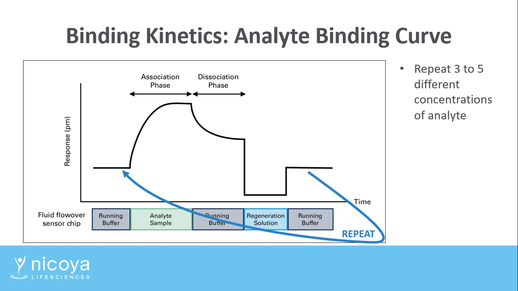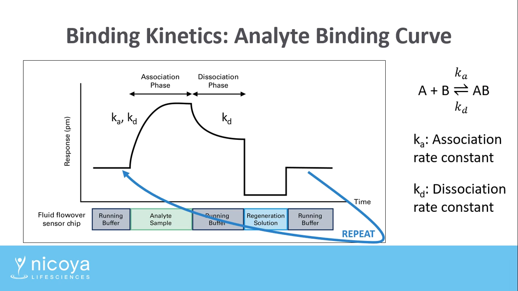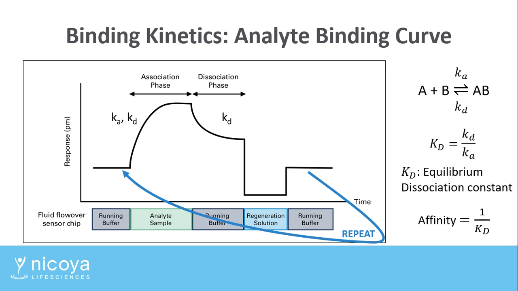Now, to obtain accurate binding kinetics, this process of association and dissociation followed by regeneration should be repeated with 3 to 5 different analyte concentrations. The association phase will give us data on both the on and off rate, while the dissociation phase will give us data on the off rate only. And then these on and off rates will be used to calculate your final KD value.